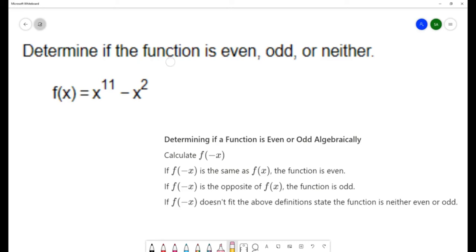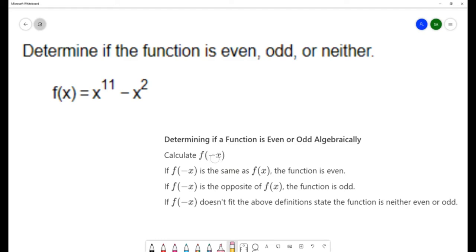Determine if the function is even, odd, or neither. f of x equals x to the 11th minus x squared. Determining if a function is even or odd algebraically, by the way, I pulled this from our notes, and I have this set of instructions on a process that we can go through to decide whether our function is even, odd, or neither. And it starts with calculating f of negative x.